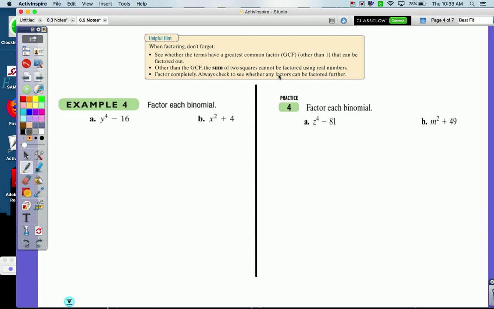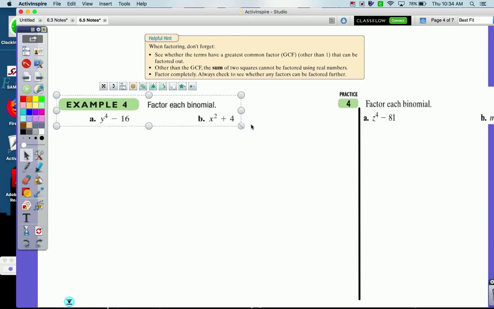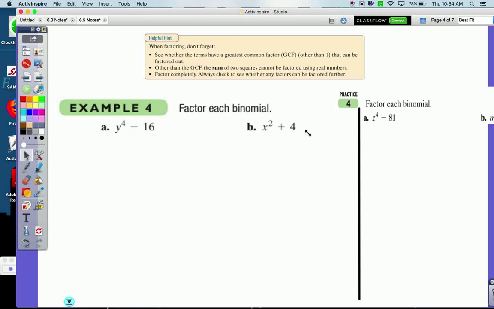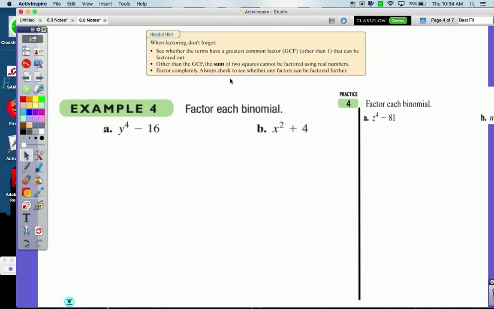Helpful hint up at the top that we talked about in the last section as well. You have to make sure that if there is a greatest common factor between them, you take that out first. Other than the GCF, the sum of two squares cannot be factored using real numbers. So we always have to have a minus in the middle. And then finally here, factor completely.